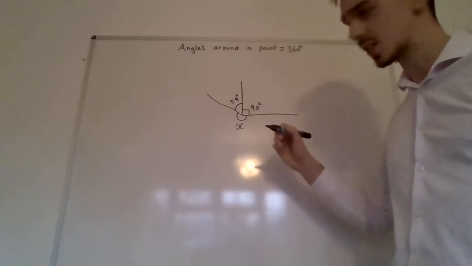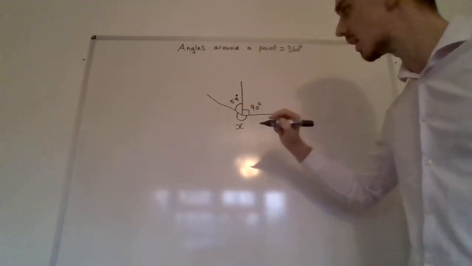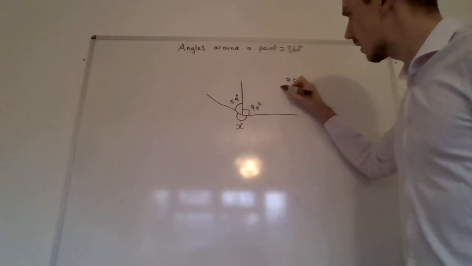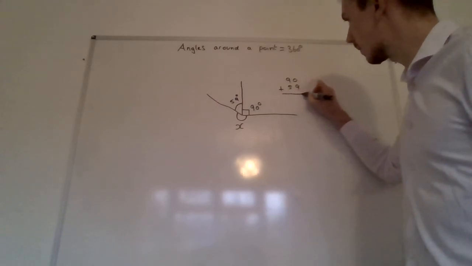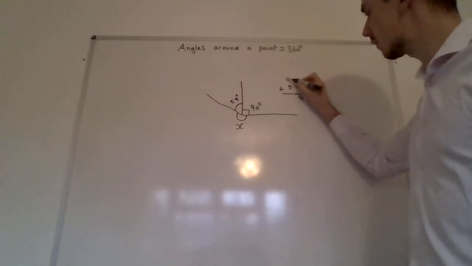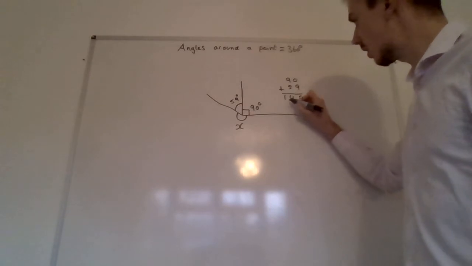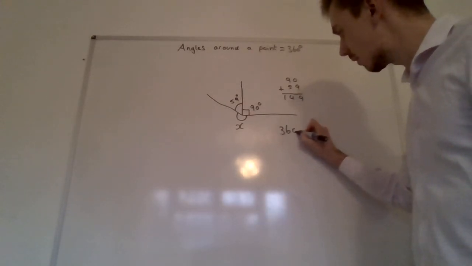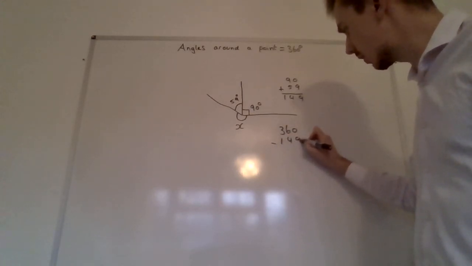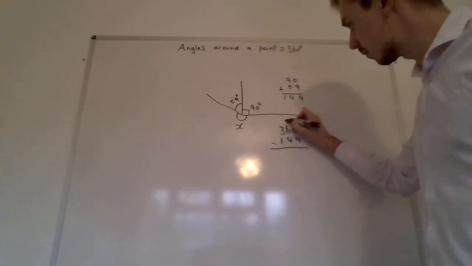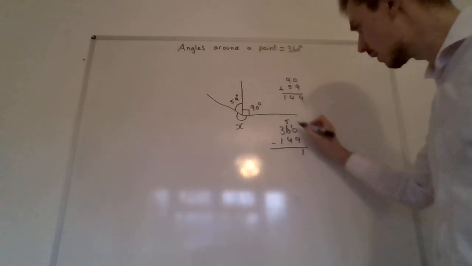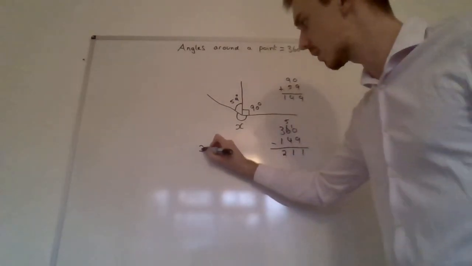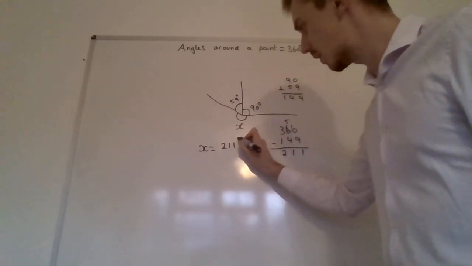So we're going to do the same process again, and we're going to add these two angles together and then subtract that from 360 degrees. So 90 add 59. 0 add 9 is 9. 9 add 5 is 14. 149 degrees. Let's take that away from 360. 360 take away 149. 10 take away 9 is 1. 5 take away 4 is 1. 3 take away 1 is 2. 211. So x equals 211 degrees.